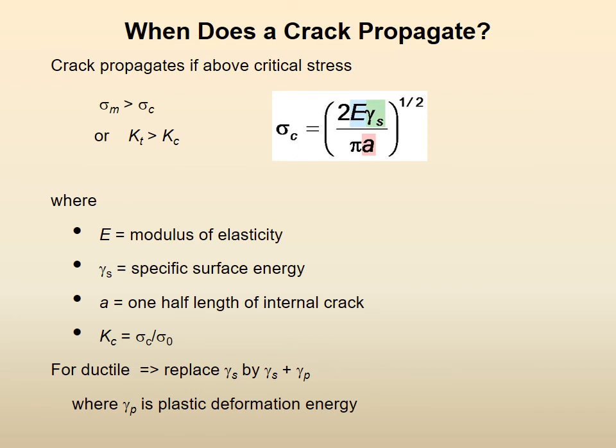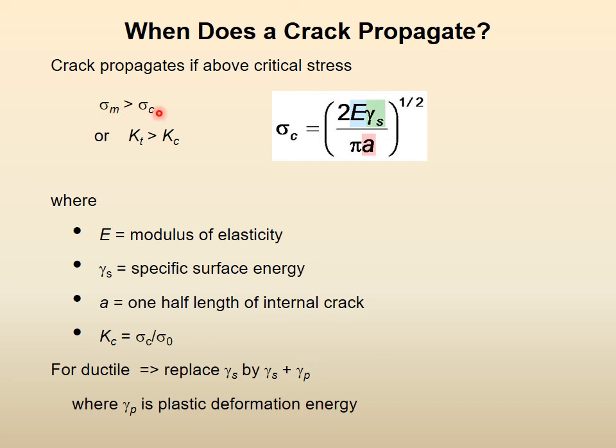So now, when does a crack propagate? When does a crack propagate? The crack propagates if it is above the critical stress, right? So the stress at the end of the sharp crack is more than some value, or the stress concentration factor is more than some critical value. So this is how it is, right? Always remember, look here only. This is the stress that we theoretically find at the end of the crack tip.